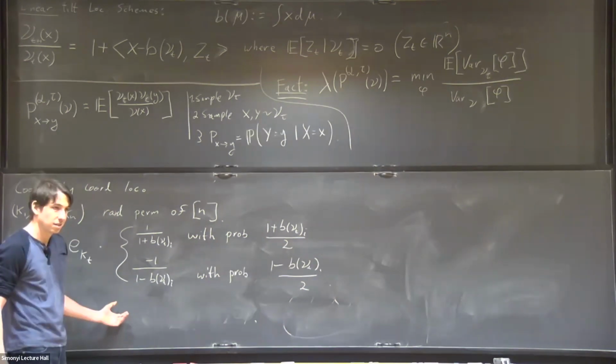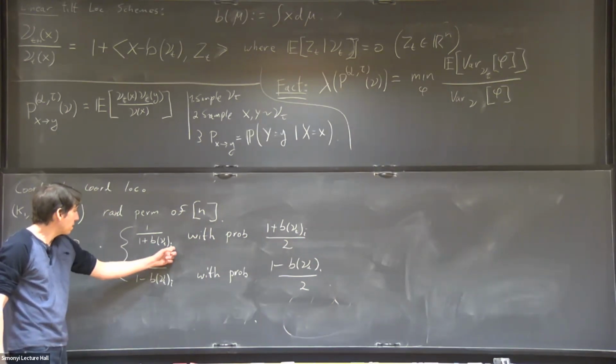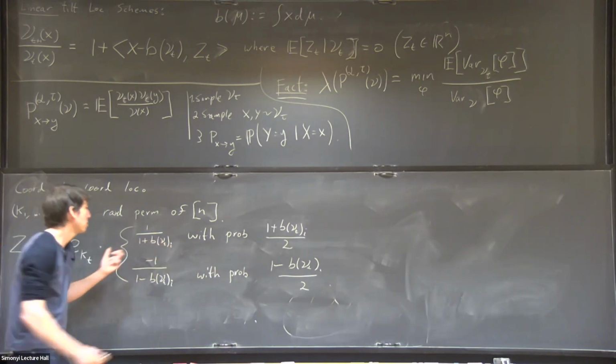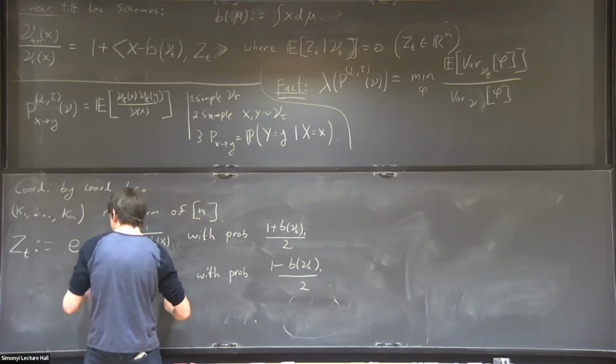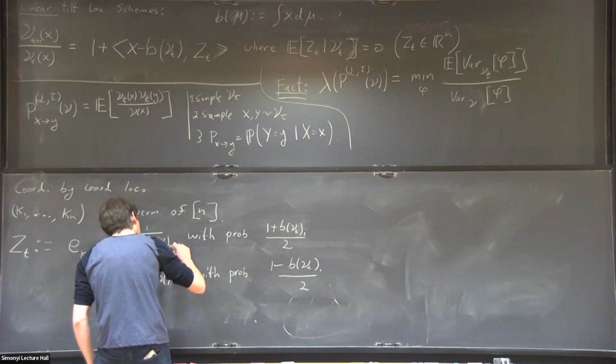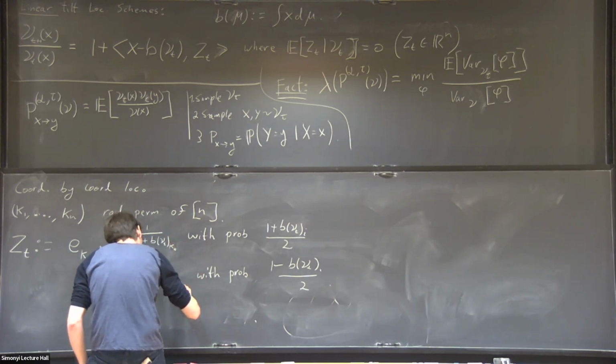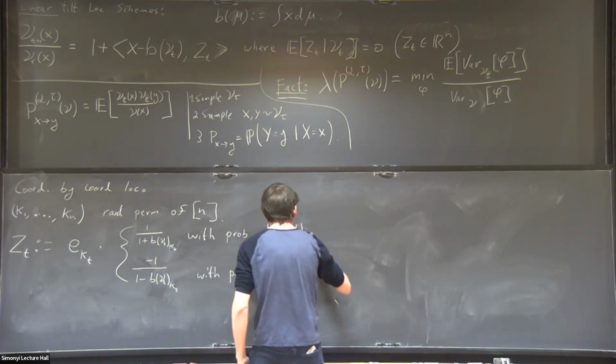Sorry? These numbers, what is i? i is the ith coordinate. So from every. i is k_t. Yeah, sorry.